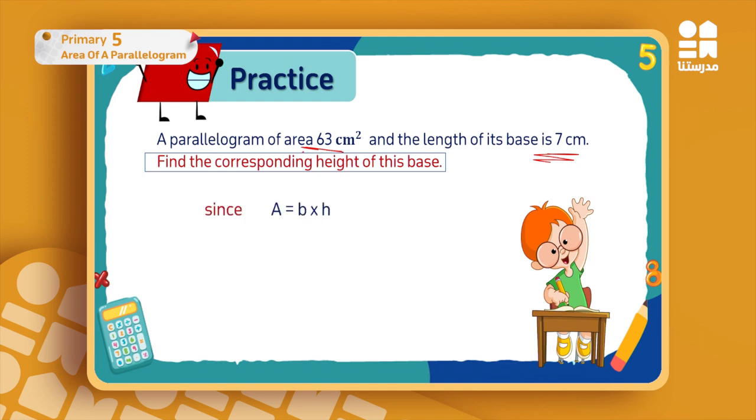Area equals base times height. So I will switch the rule. I have the height here, so I will move the base to the other side. Instead of the times, it will be divided, at the bottom. So h equals a over b. So h equals 63 divided by 7 equals 9 centimeters.